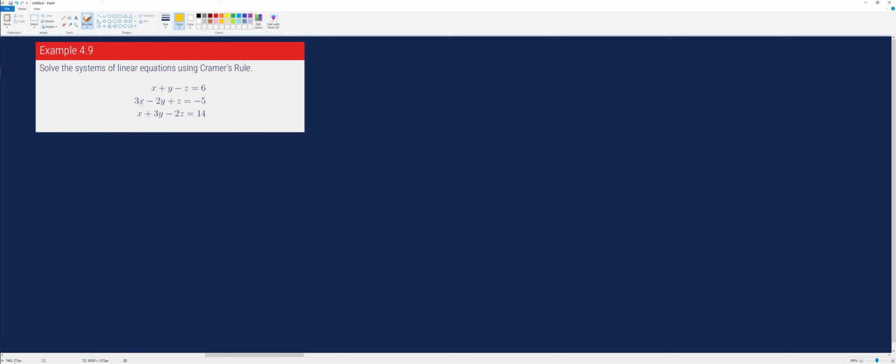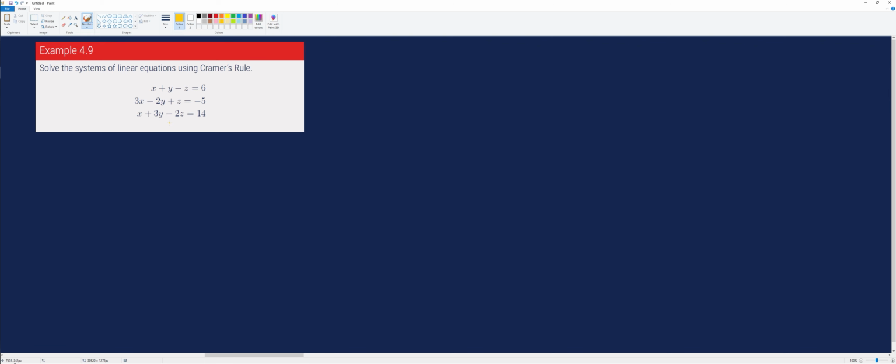Solve the systems of linear equations using Cramer's rule, and the system of linear equations is x plus y minus z is equal to 6, 3x minus 2y plus z is equal to negative 5, x plus 3y minus 2z is equal to 14.